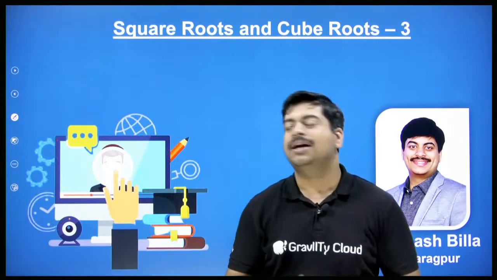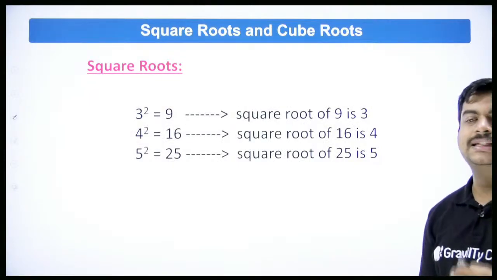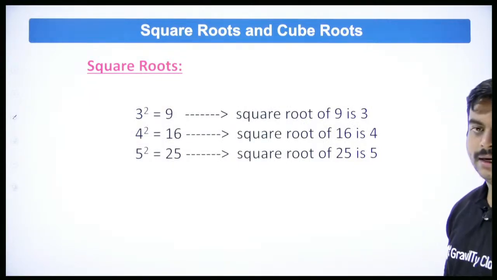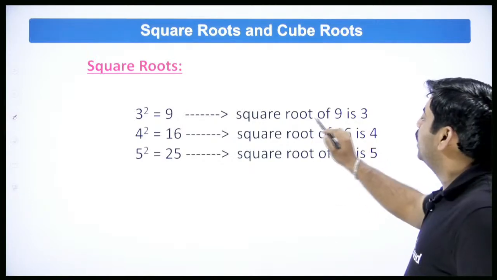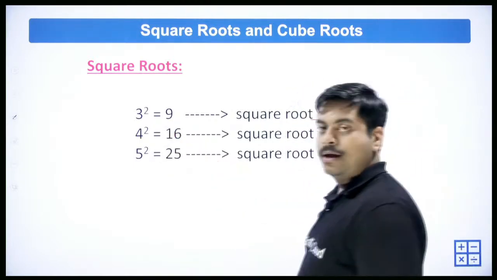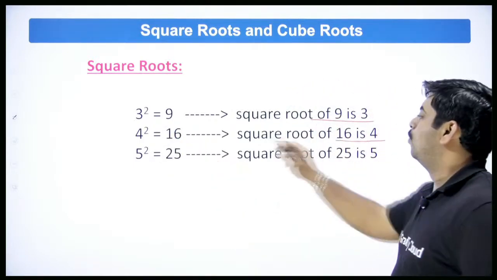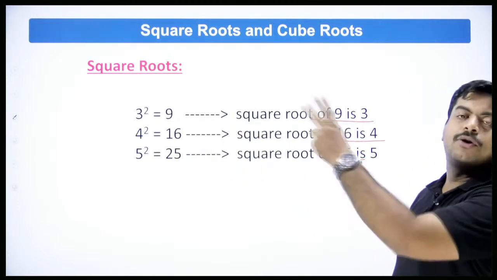Let's start today's session. What's the first one that we're going to discuss? We have already seen this in the last class. 3 square is 9. When we have 3 square is 9, we say square root of 9 is 3. Square root of 16 is 4 and square root of 25 is 5. The reverse process of square is square root.